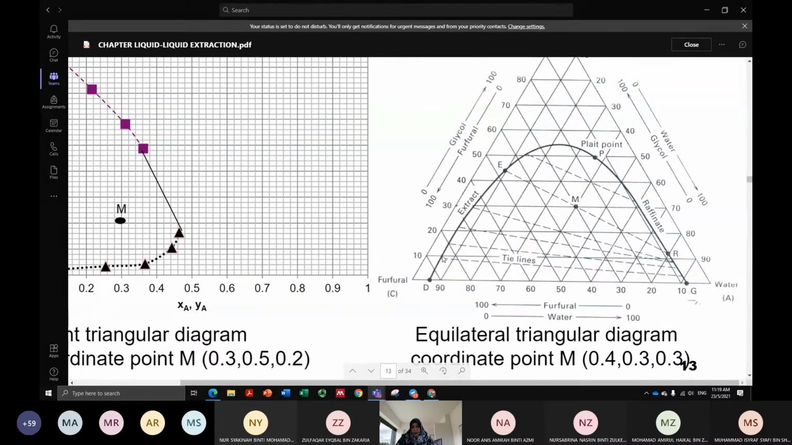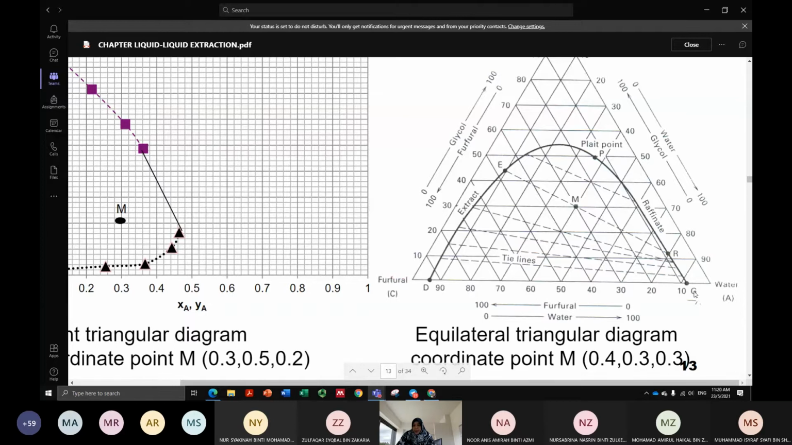One is from the extract layer, another one is from the raffinate. So this is the couple. The tie line is the couple during the sample is taken. So you have many samples, until you have a few samples here. The coordinates that you have for your raffinate and the coordinates that you have for your extract will be labeled in the diagram, in the equilateral diagram or in the right triangular diagram. You can build the equilibrium curve.